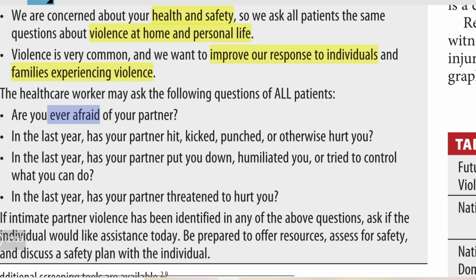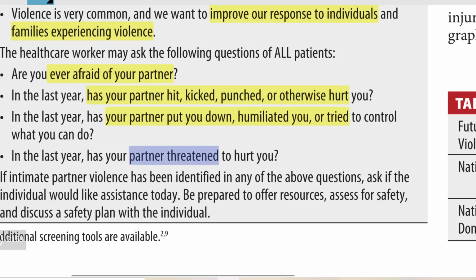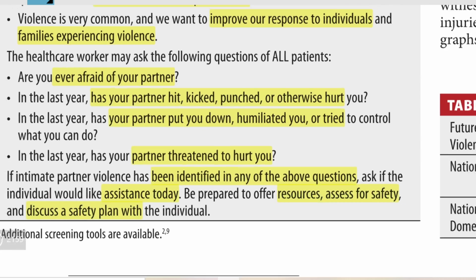Are you ever afraid of your partner? In the last year, has your partner hit, kicked, punched, or otherwise hurt you? In the last year, has your partner put you down, humiliated you, or tried to control what you can do? In the last year, has your partner threatened to hurt you? If intimate partner violence has been identified in any of the above questions, ask if the individual would like assistance today. Be prepared to offer resources, assess for safety, and discuss a safety plan with the individual.